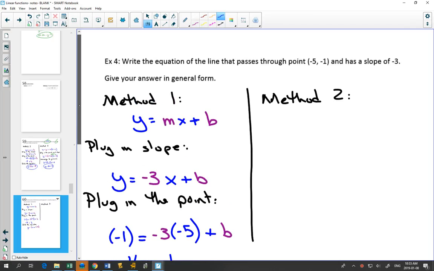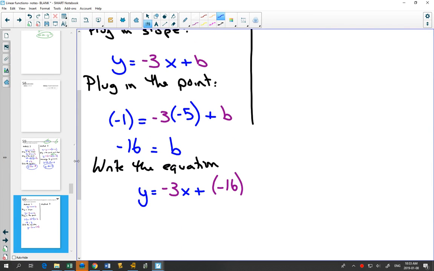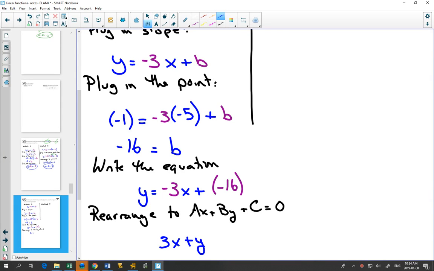This question, however, says give your answer in general form. So we have to rearrange it so that it looks like this. What do we have? No fractions. The good thing is we have no fractions to begin with. We need the coefficient in front of x to be positive. Right now, the coefficient in front of x is -3. So I'm going to add 3x to the left. I'm going to add 16 to the left. And my final equation is going to be 3x plus y plus 16 equals 0.